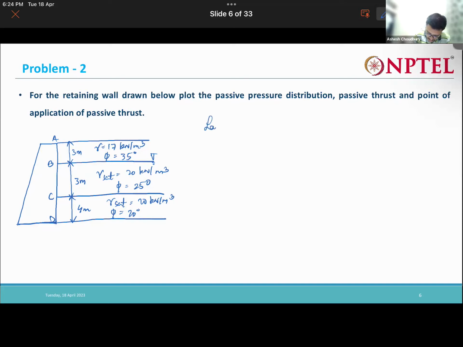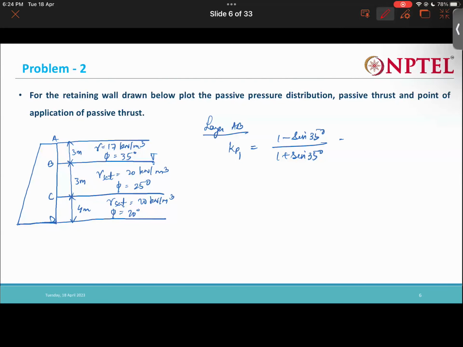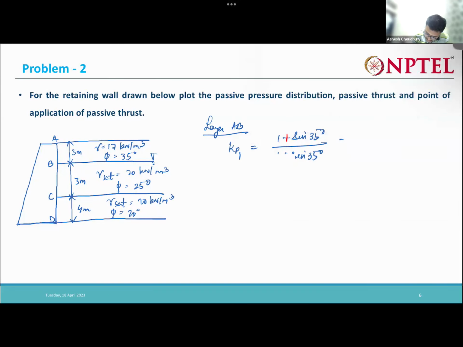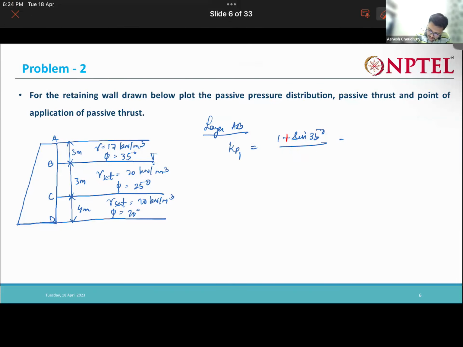So layer AB. For layer AB, what is my KP1? It will be 1 minus sine 35 degree by 1 plus sine 35 degree. Sorry, it will be the opposite, for passive it is 1 plus sine phi upon 1 minus sine phi. Correct. So how much will it be? 3.69, I think.